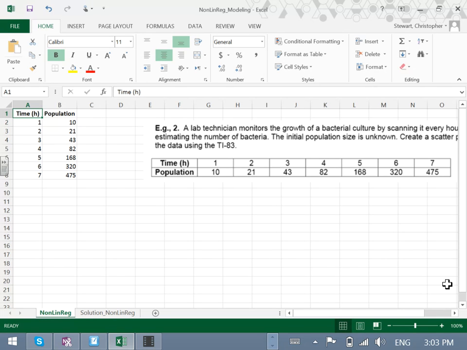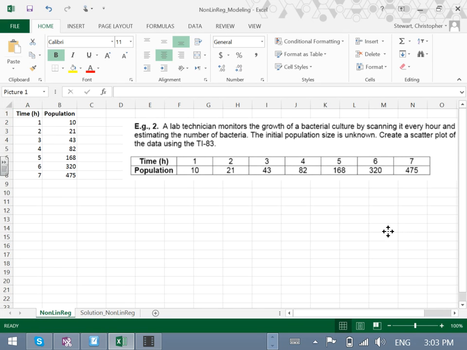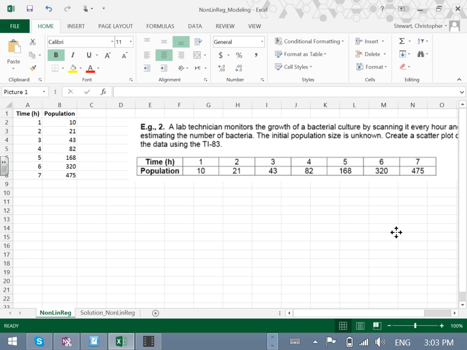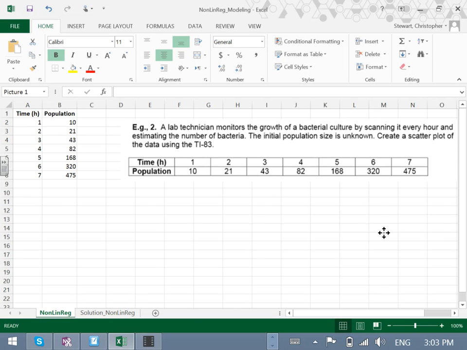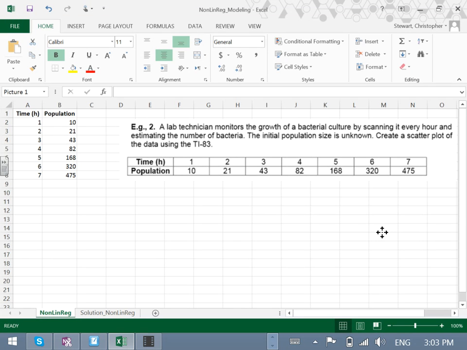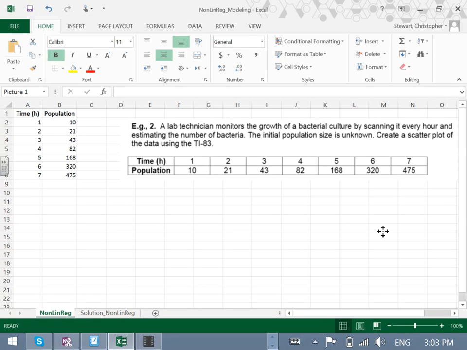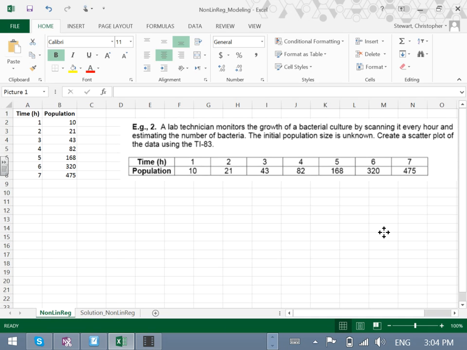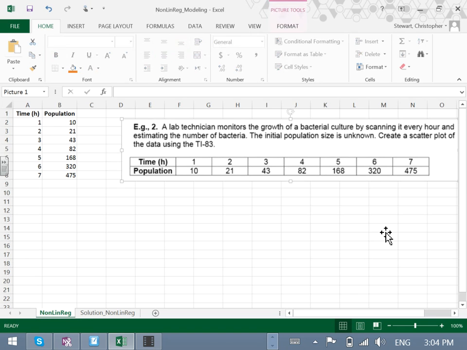We have a lab tech who is monitoring bacterial growth and scanning every hour, estimating the number using a particular technique that maybe you've done as well in terms of counting cells under a microscope in biology class. So we do not know the initial population size. That's fine. We could probably figure that out with an equation over the graph. But we're going to create a scatter plot.